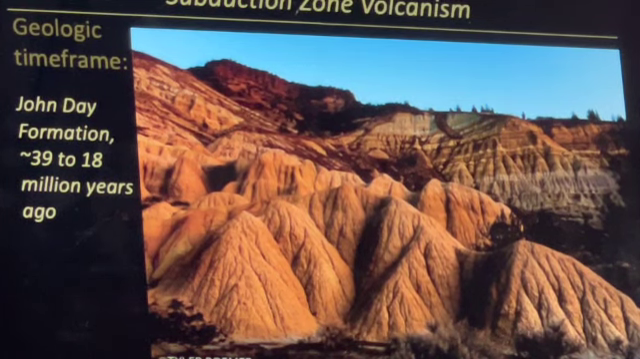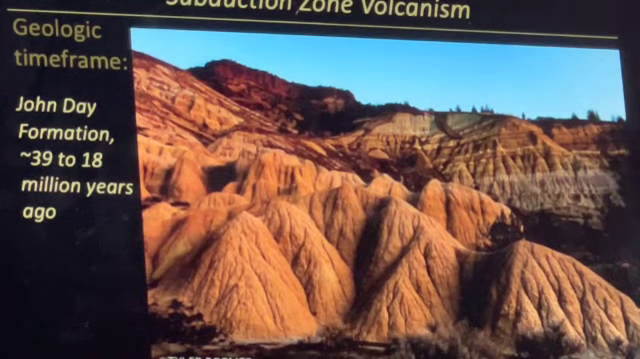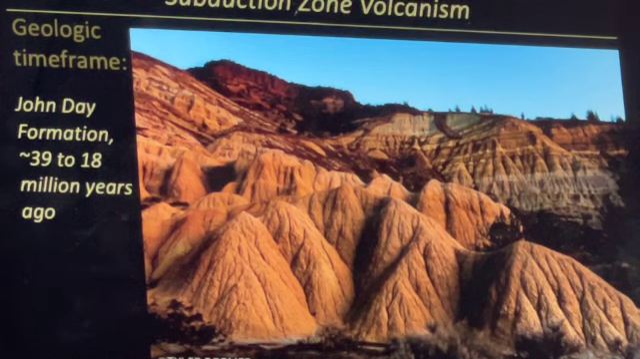Now we're a little younger. We were talking about what we today call the Clarno Formation, which is 54 to 39 million years old. Those ash layers that you see in the Painted Hills are in what we call the John Day Formation, which is about 18 million to 39 million years old. So we've had millions of years' worth of different versions of something like the Cascades.